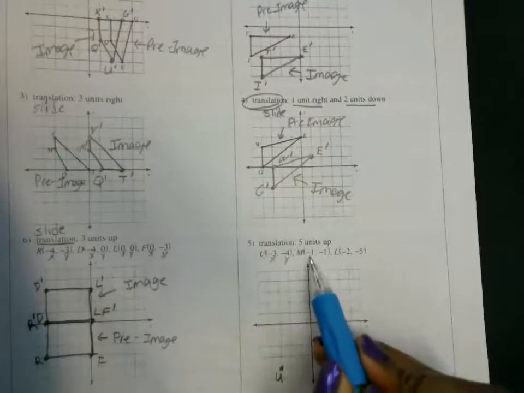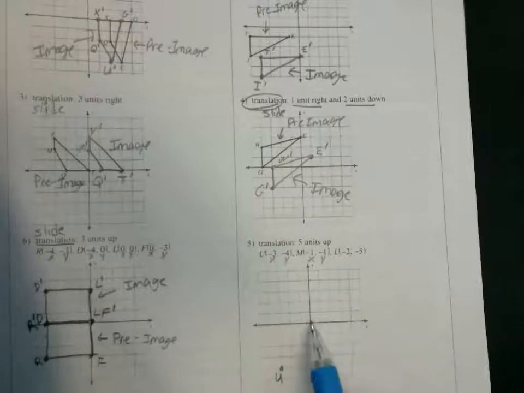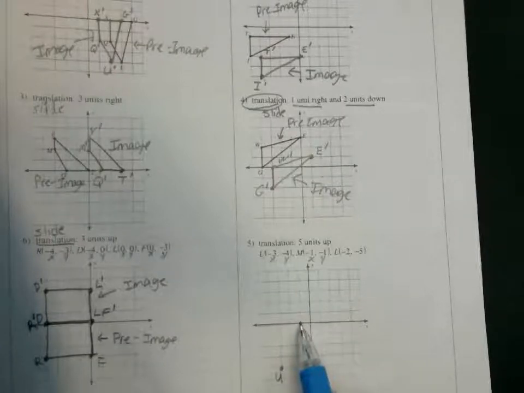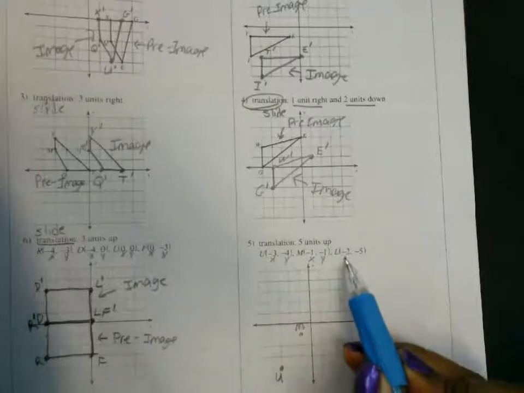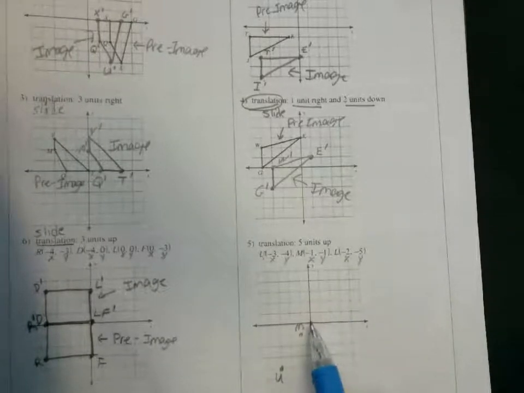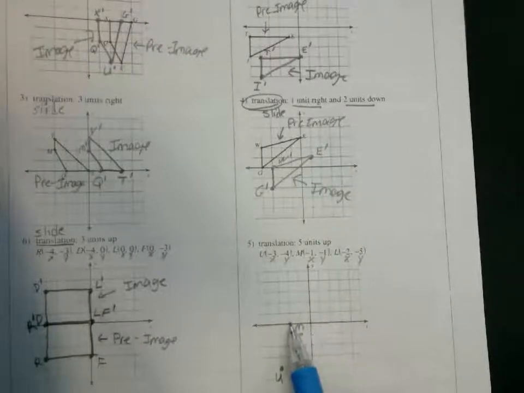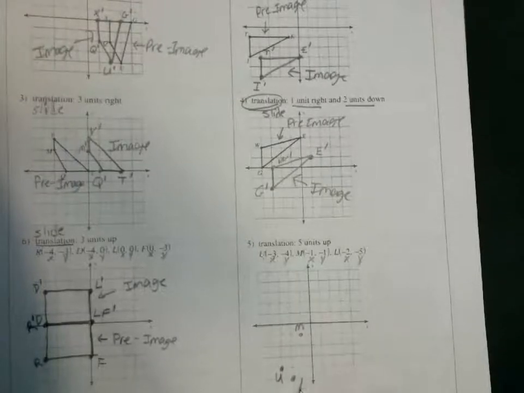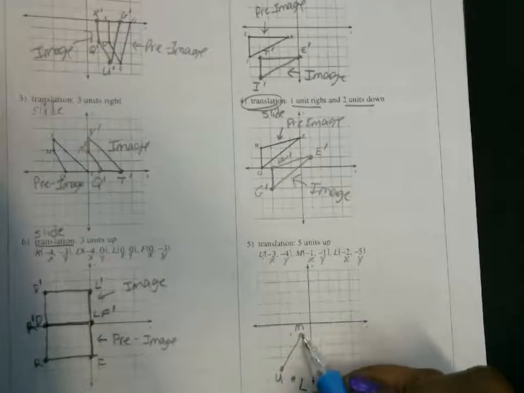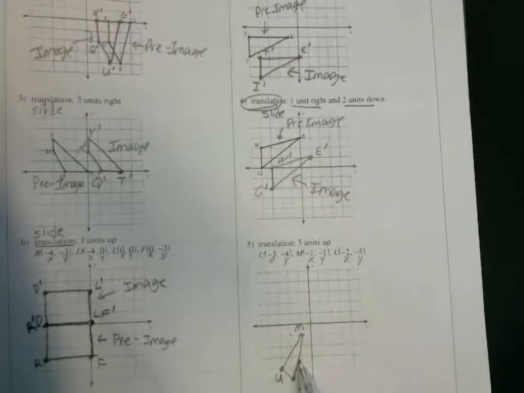M. X is -1, y is -1. Let's do x first. Start right here at the origin. -1 is to the left 1 time. -1 on the y is down 1 time. This is M. L. This is my x, this is my y. Let's go to the origin. Okay? -2 on the x-axis to the left. 1, 2. -5 is down. 1, 2, 3, 4, 5 is right here. This is L. This is a triangle. This is my pre-image.